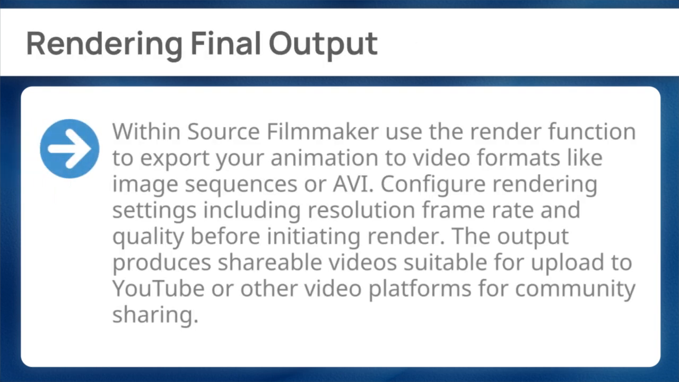Finally, rendering final output. Within Source Filmmaker, use the render function to export your animation to video formats like image sequences or AVI. Configure rendering settings including resolution, frame rate, and quality before initiating render. The output produces shareable videos suitable for upload to YouTube or other video platforms for community sharing.